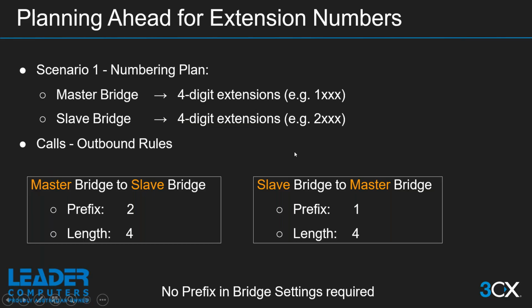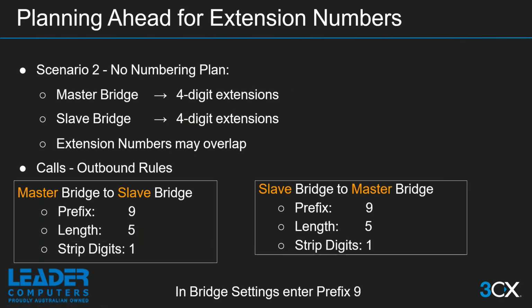You can plan all the extensions on the master to start with 1, so that is 1000, 1001, 1002, and the slave bridge starts everything with 2. In that scenario, you don't need a prefix because it can directly connect through, since there are no overlapping extensions. In the master bridge to slave, you can put prefix 2 or prefix 1, and the length will be 4, which is basically the extension length. No prefix in the bridge setting is required because you don't have overlapping extension numbers.